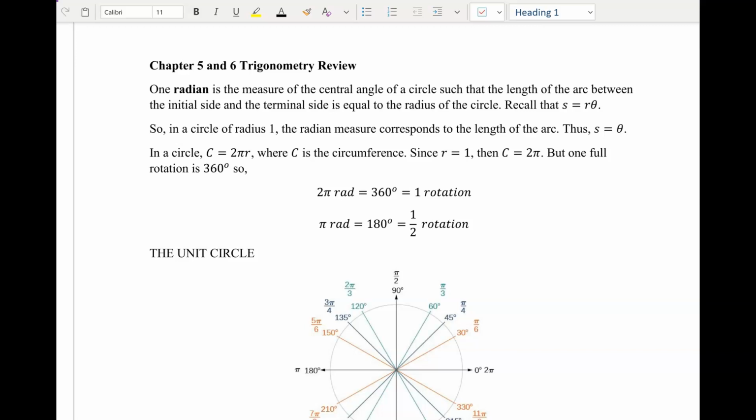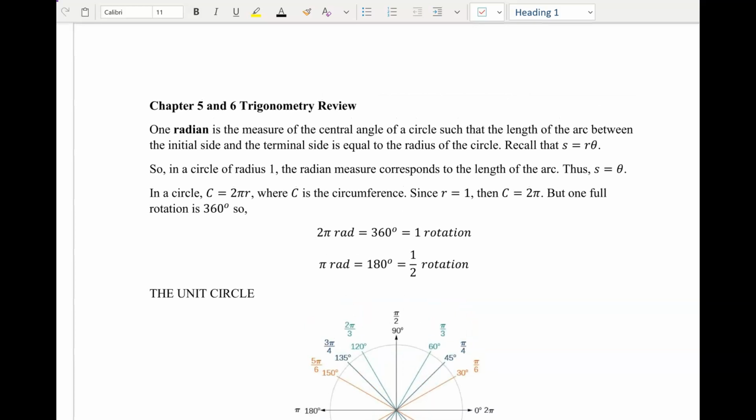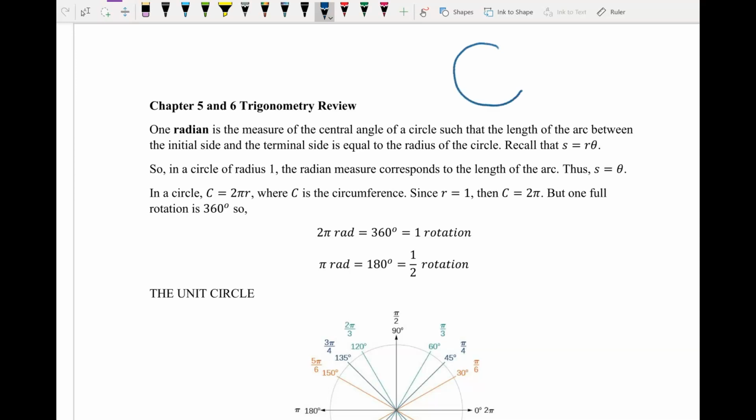So let's first start off with radians. 1 radian is a measure of the central angle of a circle such that the length of the arc between the initial side and the terminal side is equal to the radius of the circle. If you remember from trigonometry, we got this circle, and let's say you got this radius, and you're looking from the initial side, all the way to the terminal side. This may be where the angle stops. So here's maybe angle theta.